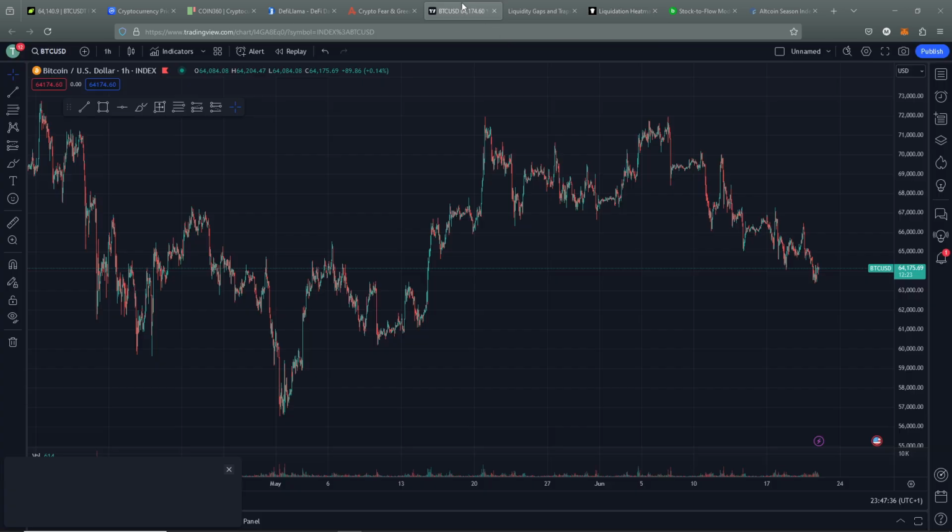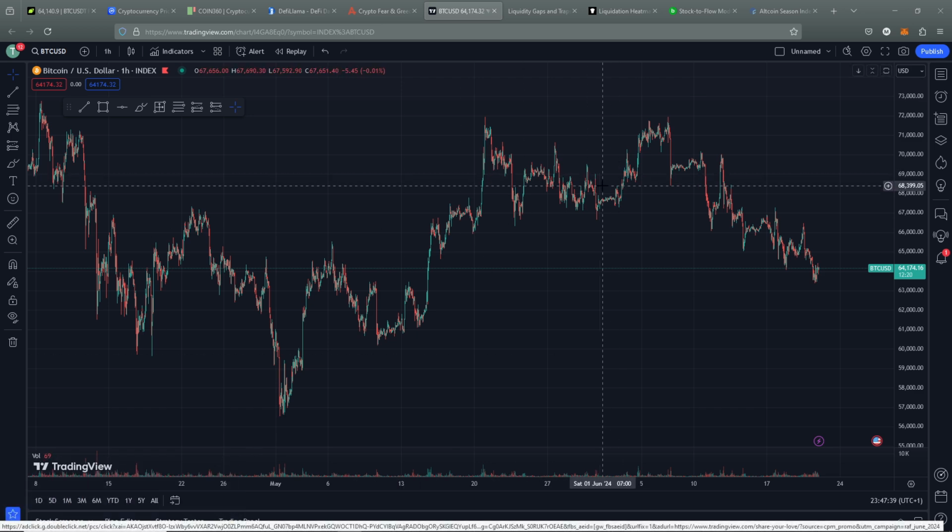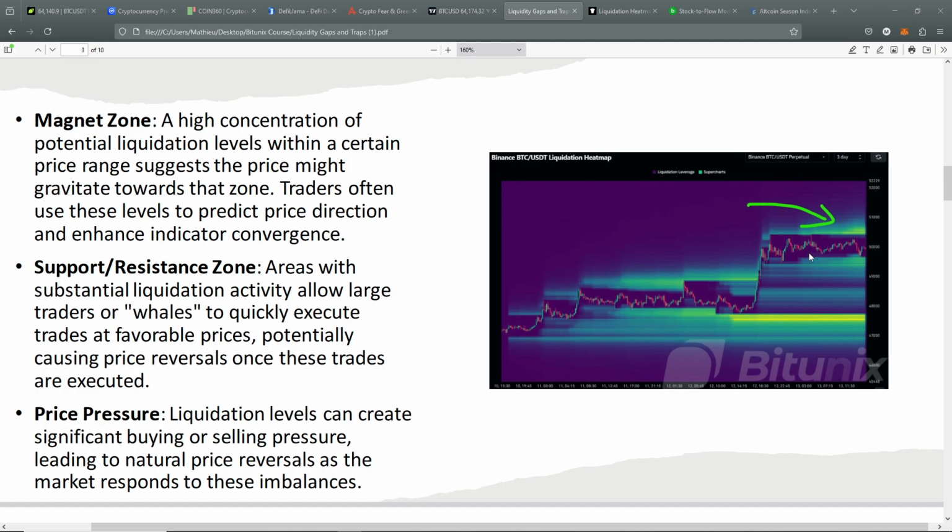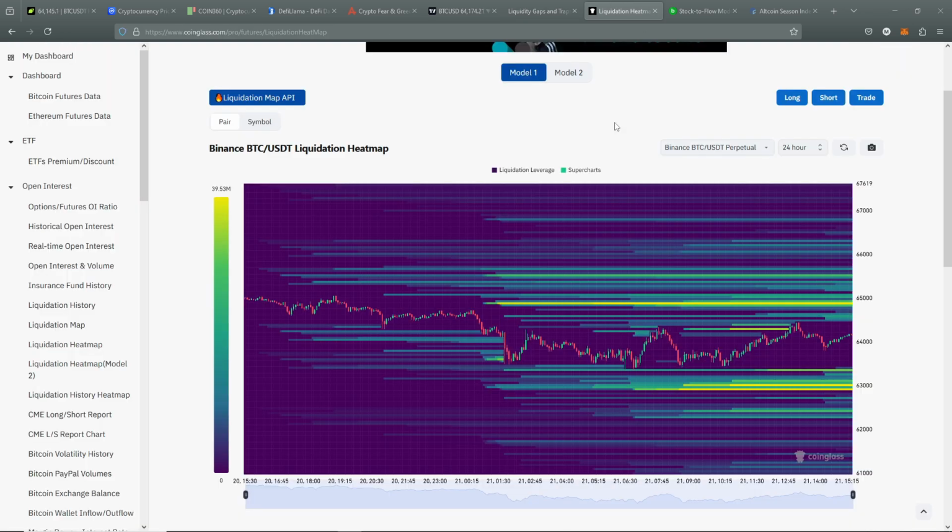But here, unlike the chart where we just have our lines and our candlesticks, here we see the deeper layers of the market, okay? We actually get to see where liquidity is, where there might be liquidations, etc. So for example, right here, we have a huge amount of liquidity right below the 65K level.